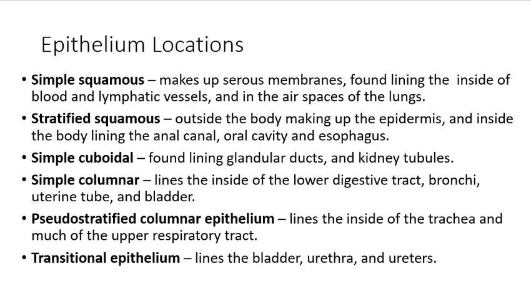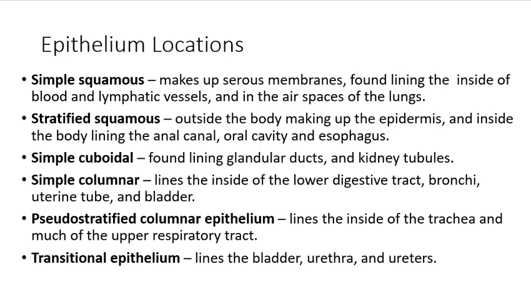Then we have pseudostratified columnar epithelium. So this lines most of your upper respiratory tract, including your trachea. And it's going to be able to produce mucus and use its cilia, which are often present on these columnar cells, to move trapped pathogens or things that cause disease up towards your mouth so we can get rid of them or swallow them, and our stomach acid can handle them.